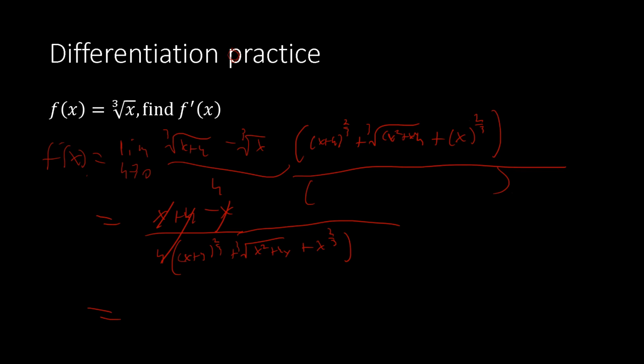Now if you look at this closely, you can see when we plug in h equals 0, this is going to become x to the 2/3 plus x to the 2/3, and also if we plug in h equals 0 here, this is also x to the 2/3. So our final answer is going to be 1 over, and these are all x to the 2/3, so 3 times x to the 2/3, which can also be written as 1 over 3 cube root of x squared. And that's our answer.